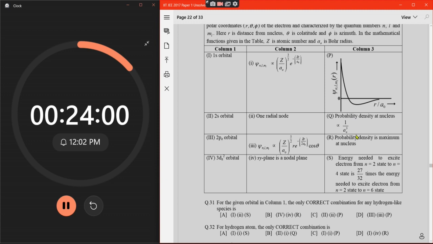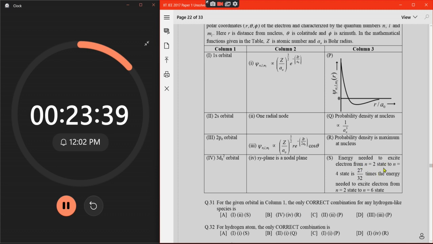Probability density at nucleus is proportional to 1 upon a naught की power 3. I don't know. So at nucleus, as r approaches 0, this just becomes, okay, it is a naught ki power 3 upon 2, not 3, in fact. Yes. So Q is wrong.